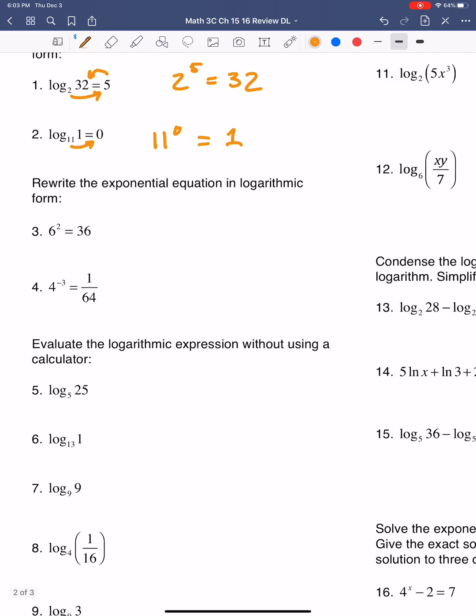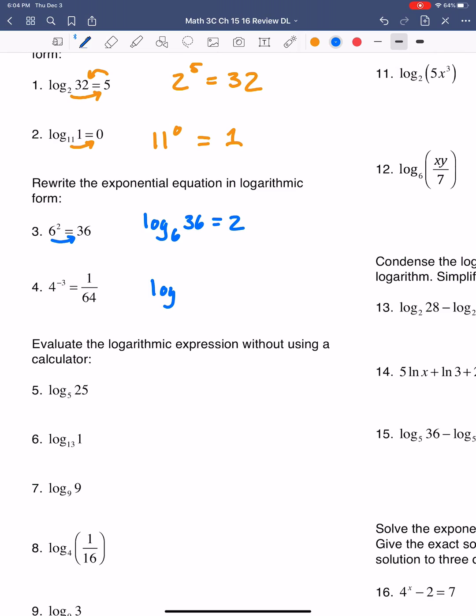All right, moving down below to the next section, it says rewrite the exponential equation in log form. So this time we're going to go from exponential form into log form, which means we're going to need log. And then it's the same process. The base of the exponent becomes the base of the log, so that's 6, and then 36, and that equals 2.